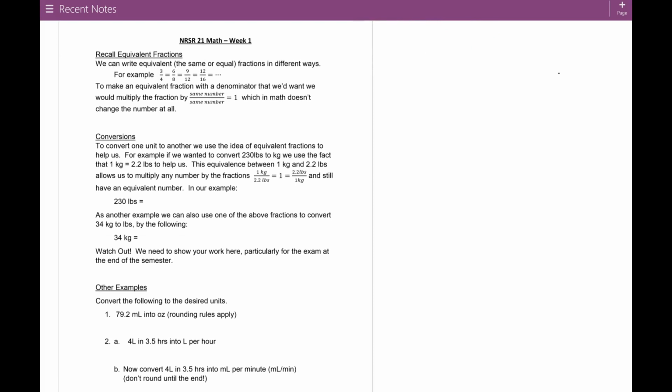So then this little discussion about equivalent fractions, I'm going to let you read that, but if we have an example of 230 pounds and we want to convert it to kilograms, the pounds need to be on the bottom and the kilograms need to be on the top. So it's 1 kilogram is 2.2 pounds, so I'm dividing by 2.2. So I better get a smaller number when I'm dividing.